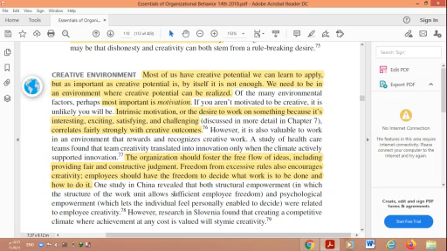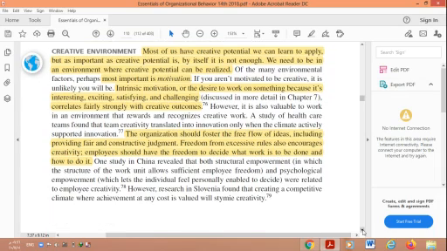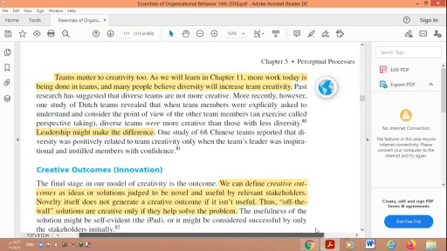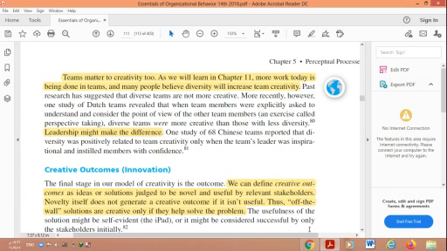Employees should have the freedom to decide what work is to be done and how to do it, not just to follow instructions, rules and regulations. That is why bureaucratic organizations kill creative thinking, because they are concerned with rules, regulations and mandates that we must follow in making our decisions. It also says that teams matter to creativity too.